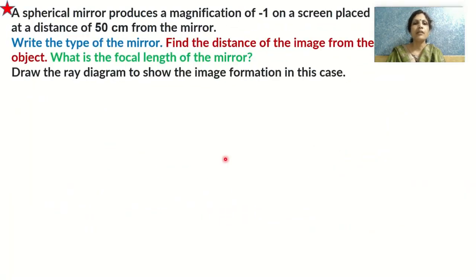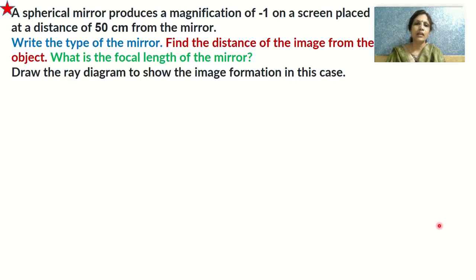A spherical mirror produces magnification of -1 on the screen, which is placed at a distance of 50 cm from the mirror. Write the type of the mirror and find the distance of image from the object and what is the focal length of the mirror. You also have to draw a ray diagram to show the image formation in this case.